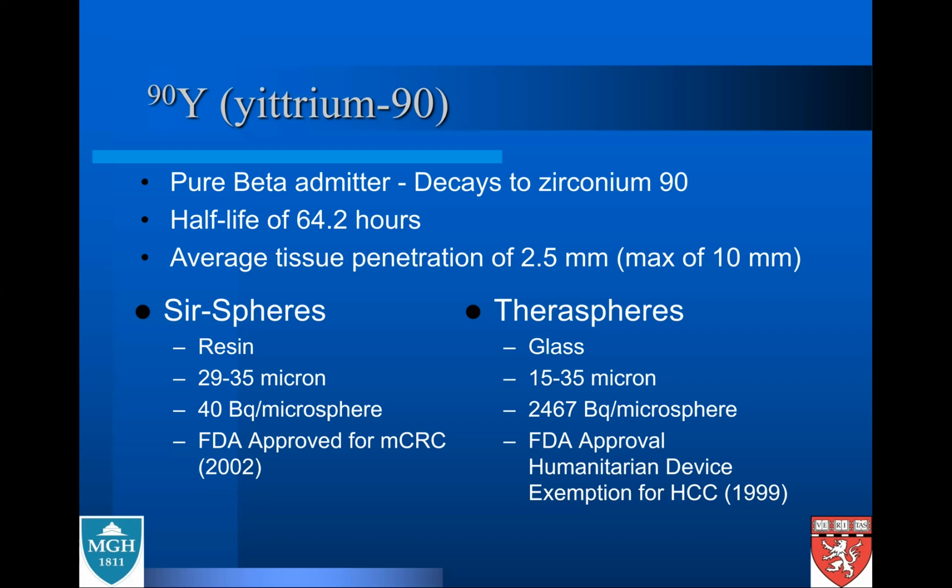But in the end, if you're comfortable with using one or the other, you can pretty much do what you need to do. And then the other difference between them is just how they were approved. Sirspheres was approved for metastatic colorectal cancer, and so there's probably a lot more data with metastatic colorectal cancer, versus Theraspheres got a humanitarian device exemption for HCC, so there's more data with HCC. That being said, people are using both products for all kinds of tumors that are treated. And the only other issue is the humanitarian device exemption does require you to have an IRB approval for use of Theraspheres.